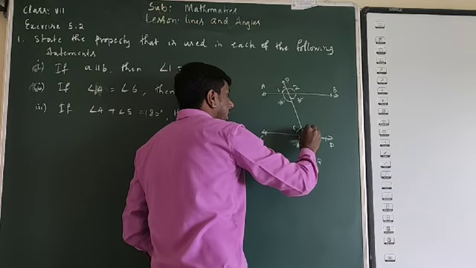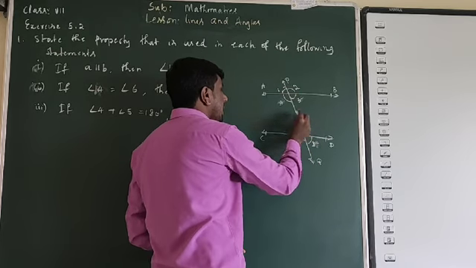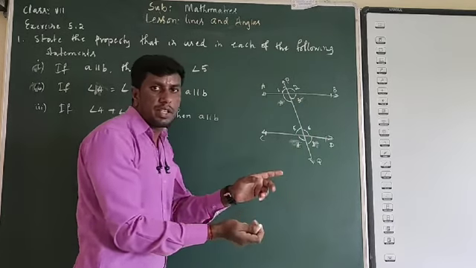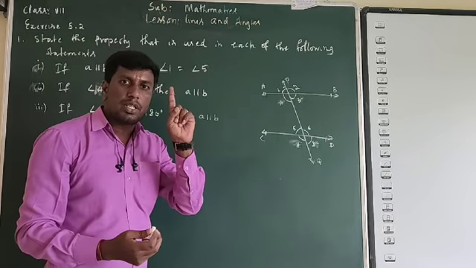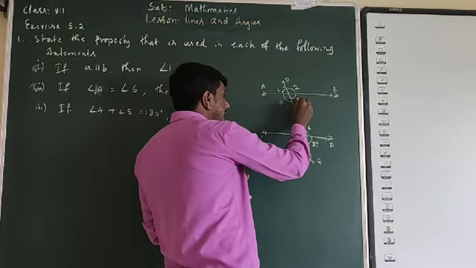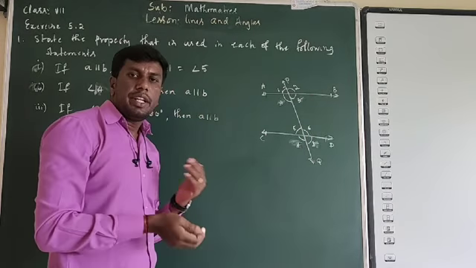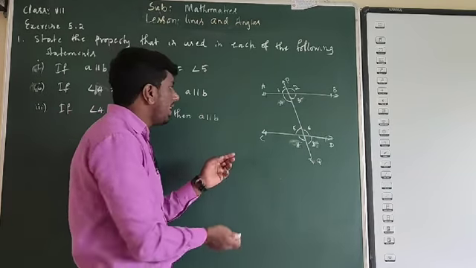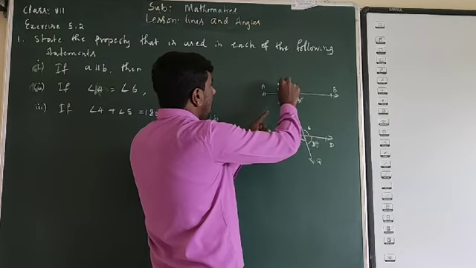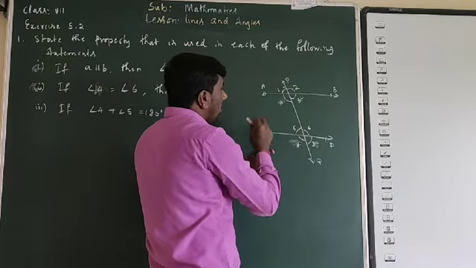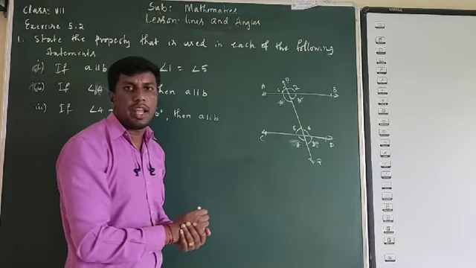Look at angle 4 and angle 6. Both are interior angles, but they are alternate. Therefore, angle 4 and angle 6 are alternate interior angles. That is one pair. We have one more pair: angle 3 and angle 5 are another pair of alternate interior angles. Similarly, angle 1 and angle 8, angle 2 and angle 7 are the alternate exterior angles.